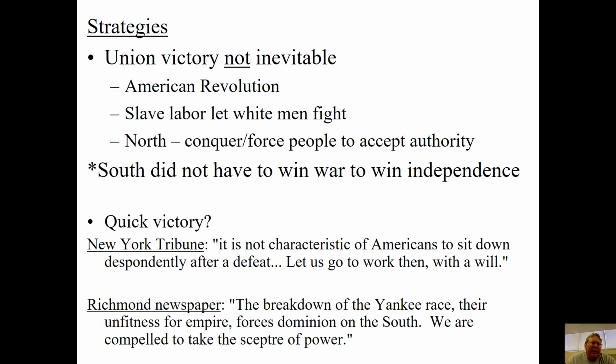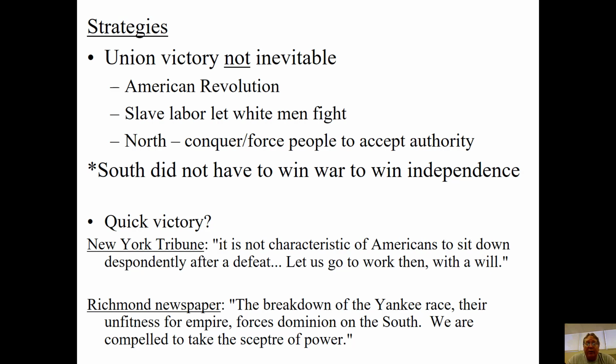A Richmond newspaper, from Richmond, Virginia, the new capital of the Confederacy in 1861, right? They were inspired by these early victories. For a lot of Confederates, they thought, hey, victory is just a little bit farther away. We just need a couple more victories and this is all over. So a Richmond newspaper editorial said it this way: the breakdown of the Yankee race, these Northerners, their unfitness for empire forces dominion on the South. We are compelled to take the scepter of power.